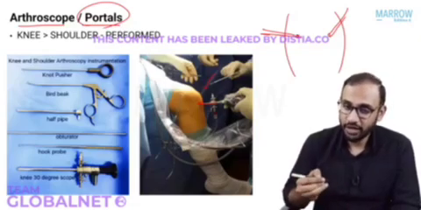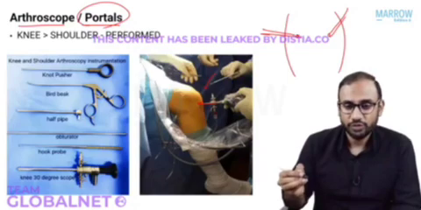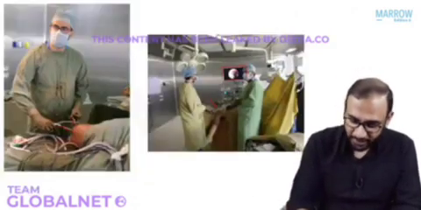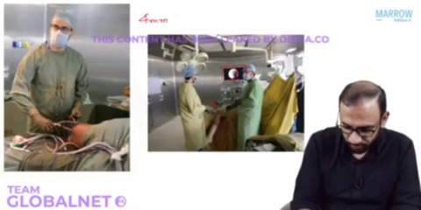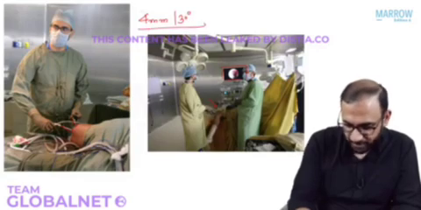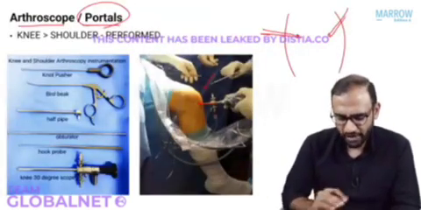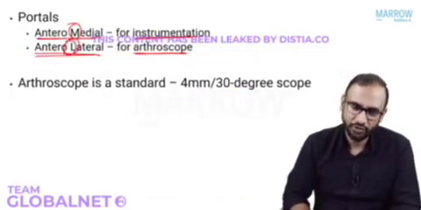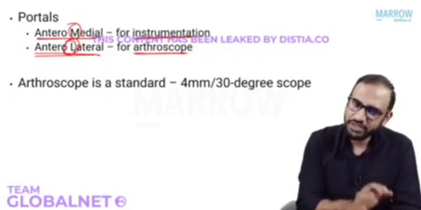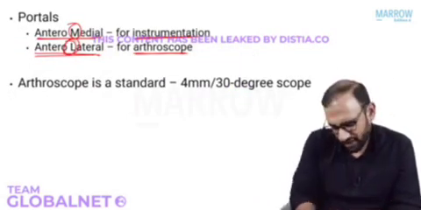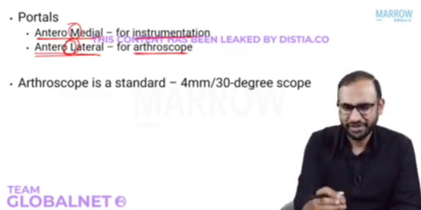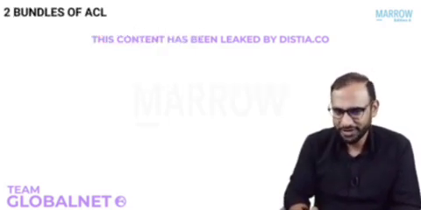Right. Now, what is the standard arthroscope that you will use? The standard arthroscope that you use is 4 mm 30 degrees arthroscope. So these are all slightly advanced points that I want to discuss here. Till now, whatever we have discussed is good and important, but now a little more advanced, a few more slides of advanced points, and then I will end the topic of sports injuries.